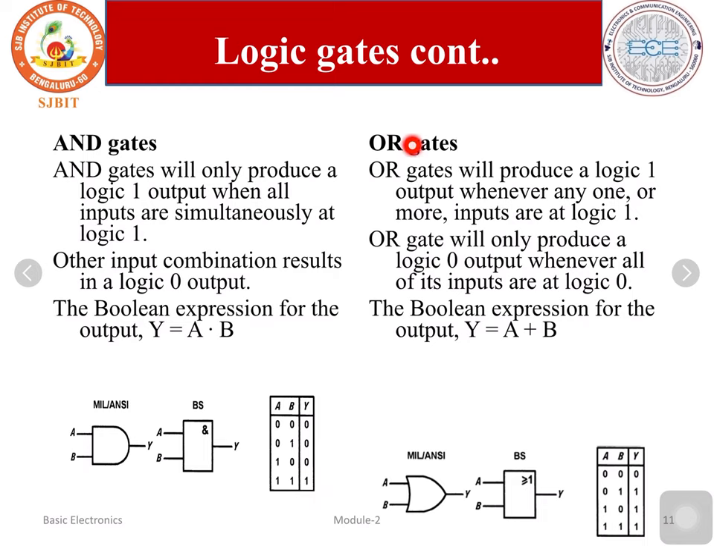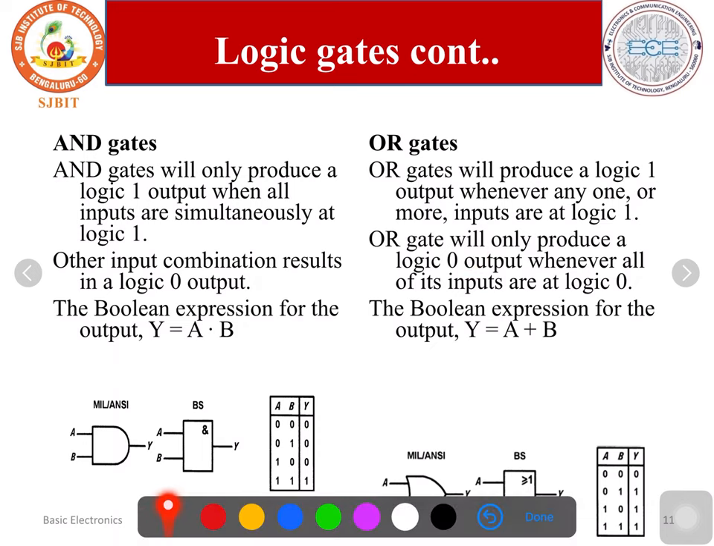Then coming to the OR gate. OR in Kannada is athava. A athava B, if high then enough, output will be high. A OR B. OR gates will produce a logic 1 output whenever any one or more, any minimum of one input is 1. If more than one input is high, then the output will be high. If any one of the inputs is high, the output is high. An OR gate will only produce a logic 0 when all of its inputs are at logic 0.